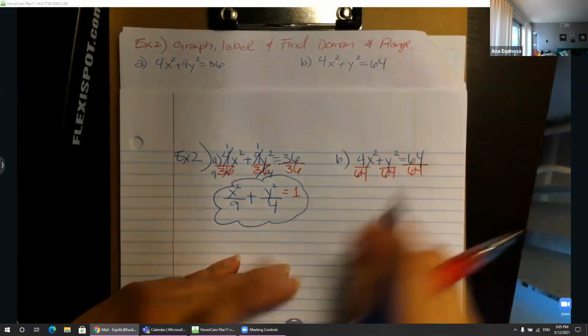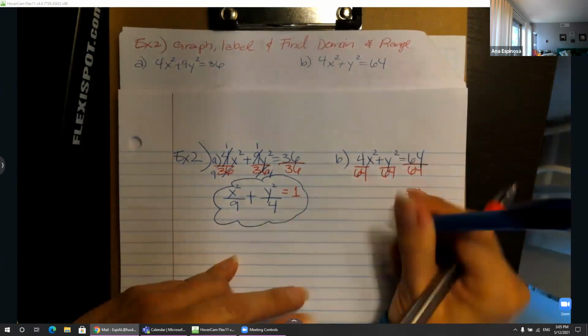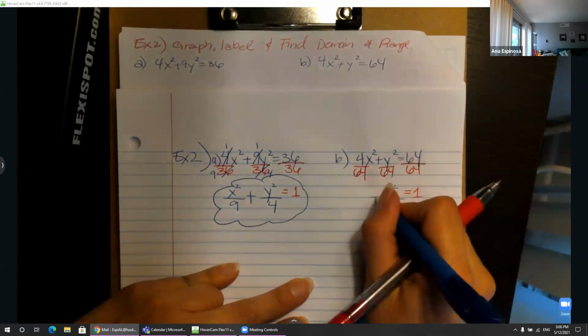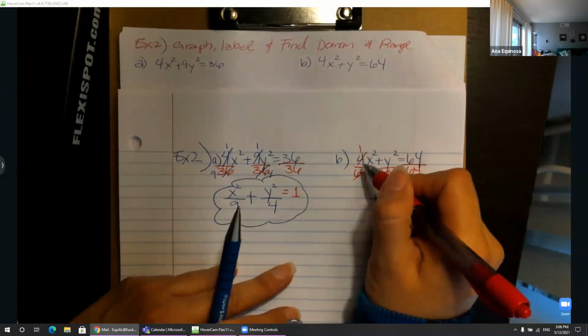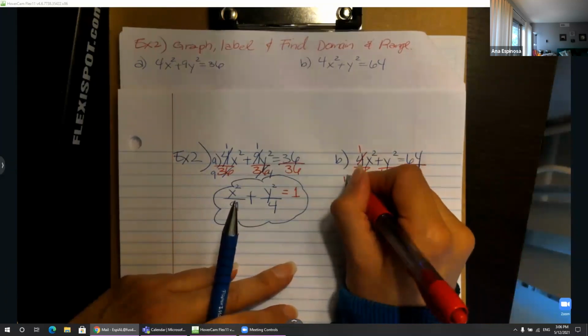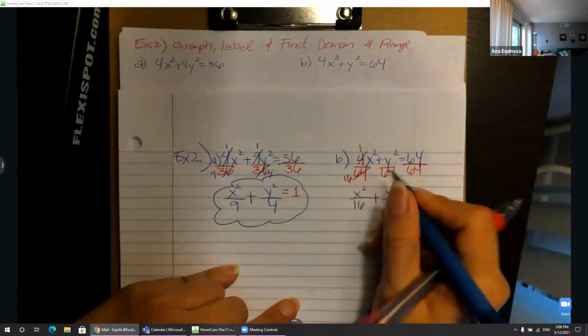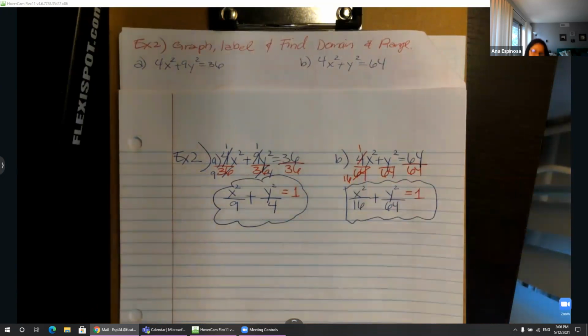Okay, that equals 1, which is what we wanted. Here, there's nothing to cancel or reduce, so it just stays as y squared over 64. And here, 4 goes into 64 16 times. So that's x squared over 16. Now you have denominators. Now you can get started with that.